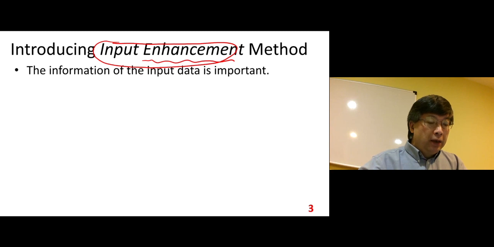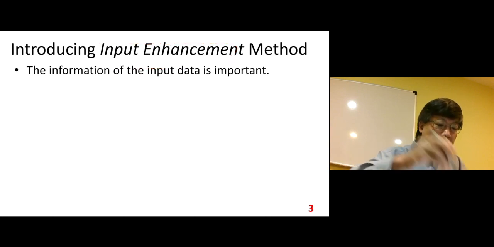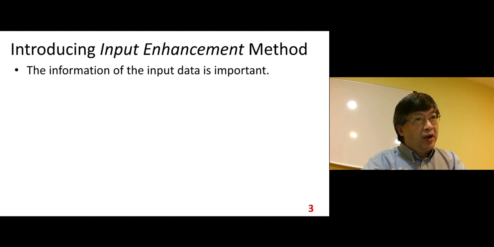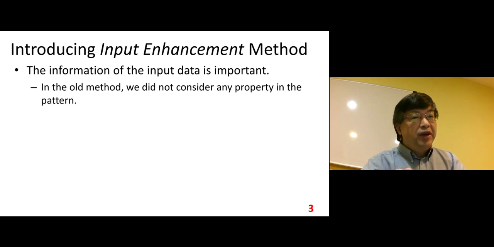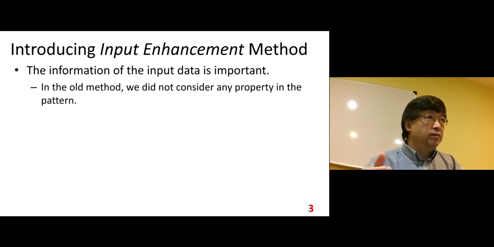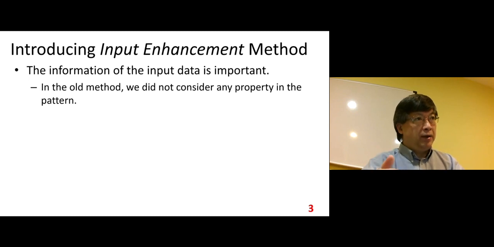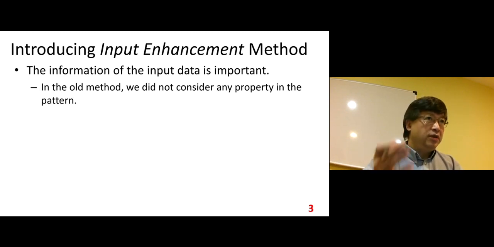So now the question is, how do we do that input enhancement? In the old method, we did not consider any property of the pattern. We didn't use any information from the pattern in our old solution. So that's the reason we cannot move faster than a one-character step size. If we can explore the pattern and extract more useful information, then we can make our step size larger. So that's the basic idea.